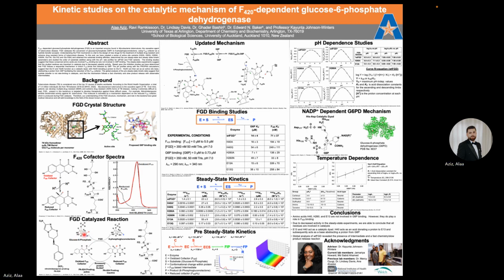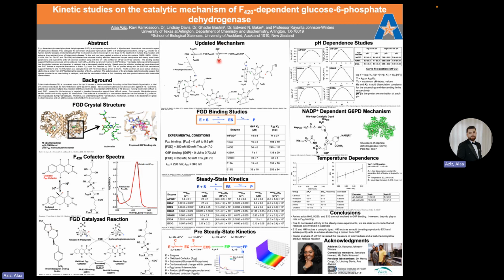FGD catalyzes the conversion of glucose 6-phosphate to 6-phosphogluconolactone, and it produces the reduced cofactor. The reduced cofactor plays an important role in the activation of nitroimidazole prodrugs that treat multiple drug-resistant and extensively drug-resistant cases of tuberculosis. The reduced cofactor sends 2 electrons to an accessory protein, which activates the prodrug. Upon activation, this prodrug is broken down, and nitric oxide is produced, which is toxic to the cell.